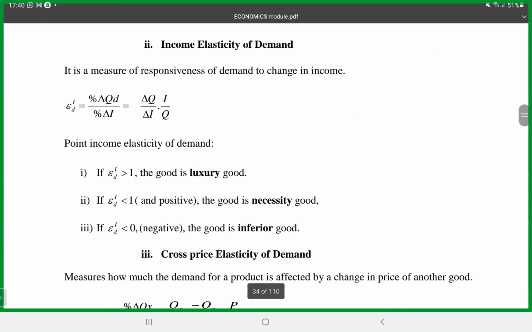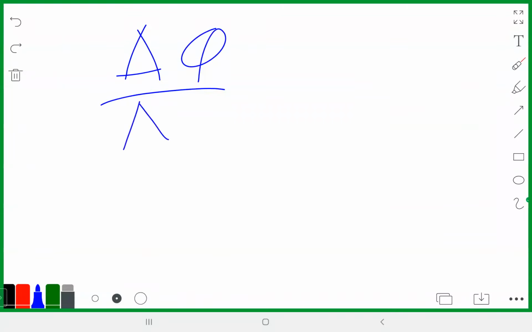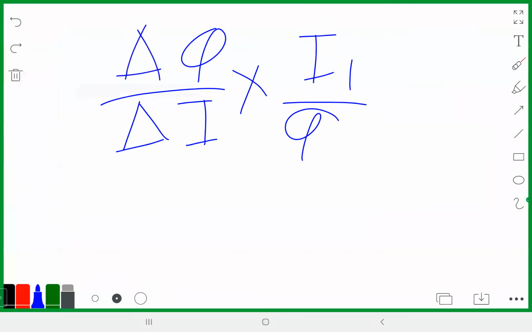Income elasticity of demand now. This one measures the responsiveness of demand to changes in what? In income. Pay attention. Here you are measuring the changes in quantity demanded as a result of changes in income, right? Income one over quantity one, like that.